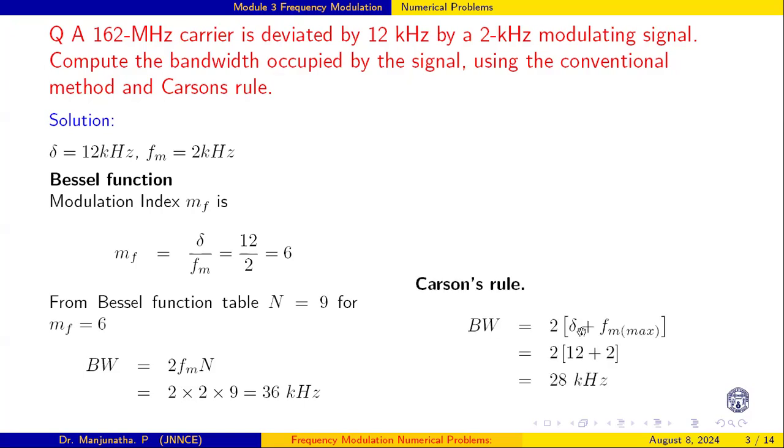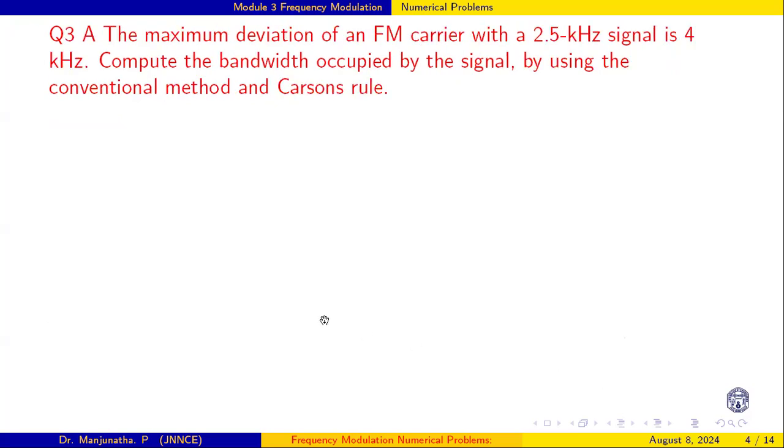By the Carson rule, it is simply 2 into (delta plus fm max), that is 2 into (12 plus 2), which is 28 kilohertz. And always the Bessel function method gives a much higher value than the Carson rule method.